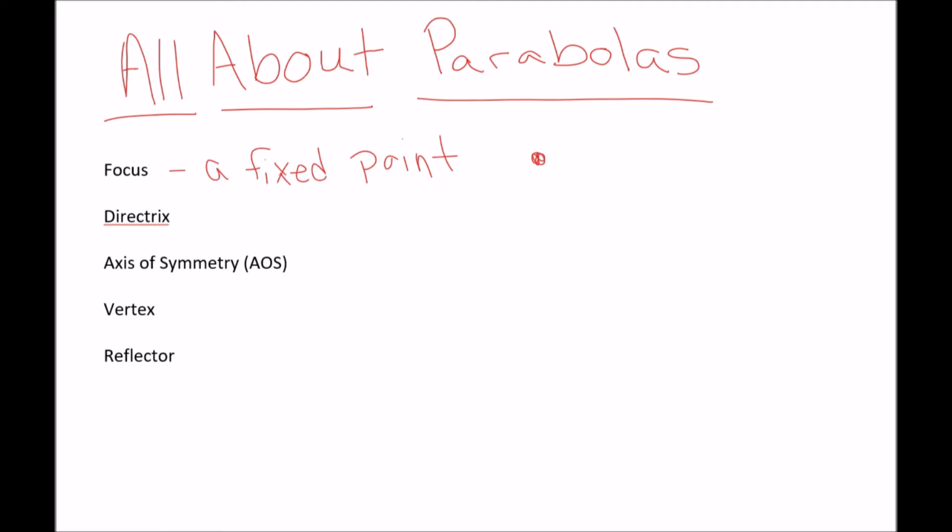A directrix, on the other hand, very similar, is a fixed straight line or something linear. So a fixed straight line. And basically these two things are the building blocks of a parabola.